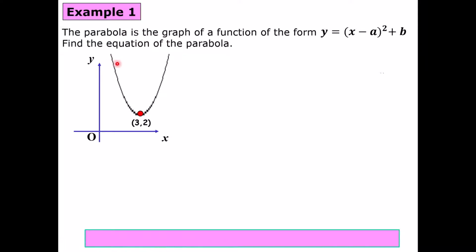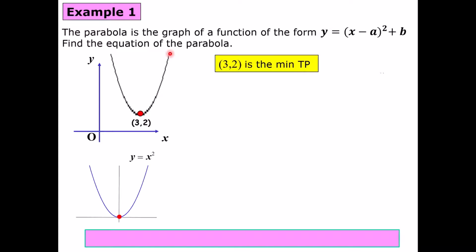So here we've got a parabola, and you can see that the turning point, when it turns its direction and goes straight back up, is 3, 2. So at 3, 2, that is the minimum turning point. It's the minimum because it's going down to the minimum point and going back up. You know that the standard equation of y equals x squared is a standard parabola starting at the origin 0, 0. Okay, so y equals x squared is 0, 0.